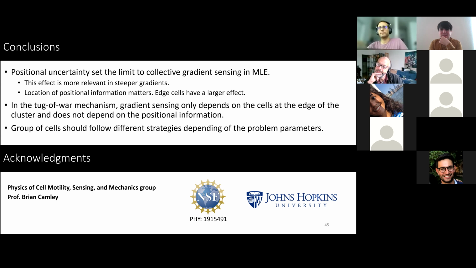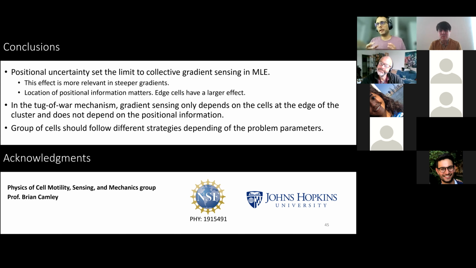So is there any evidence that these two different strategies could be turned on or off in the kind of cells that you're looking at? So the evidence is actually pointing to the tug-of-war model. On the same experiment that I showed at the beginning in that movie, they performed some experiments to see what was happening with the polarization over the cluster. And what they actually saw is that only the cells at the edge get polarized.